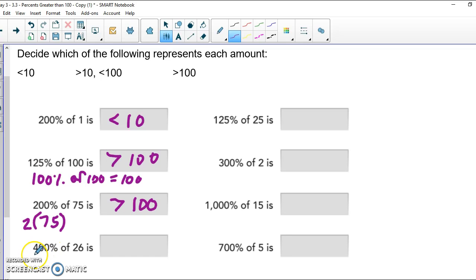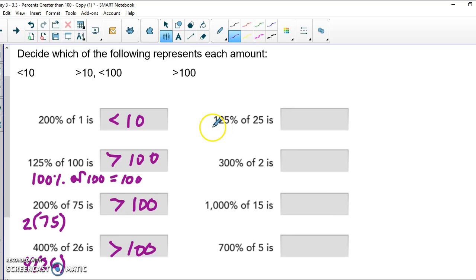On my fourth example, I'm looking for 400% of 26. So let's first think of 100% of 26. And then I can take that times 4. If I have 100% of 26, I have all of it. And I know roughly that 4 times 25 is 100. So 4 times 26 would be 104. So this will also be greater than 100.